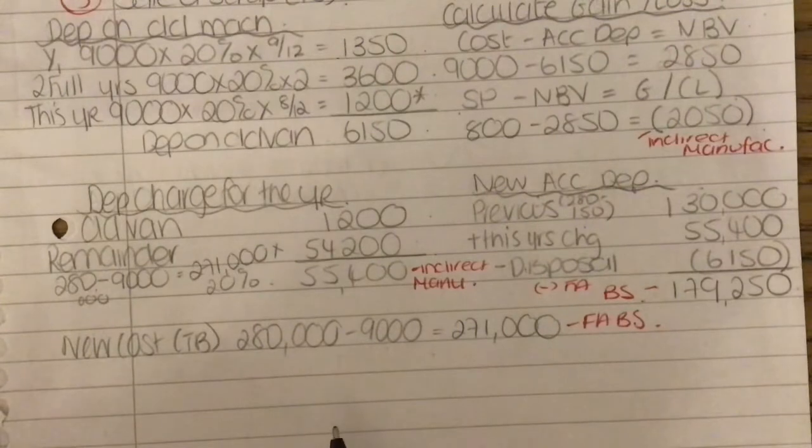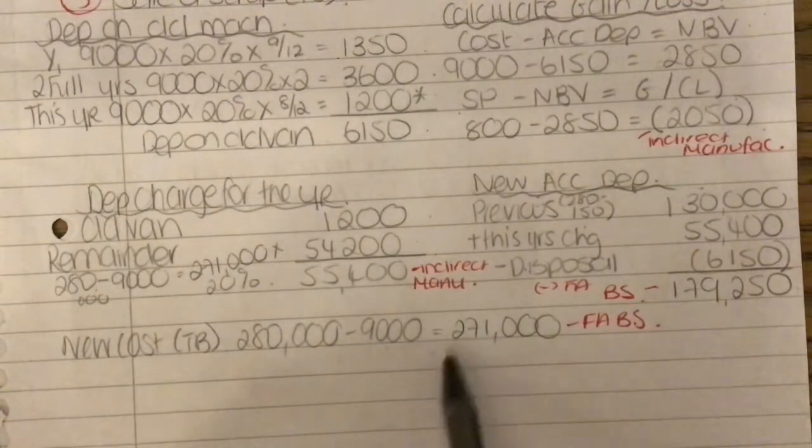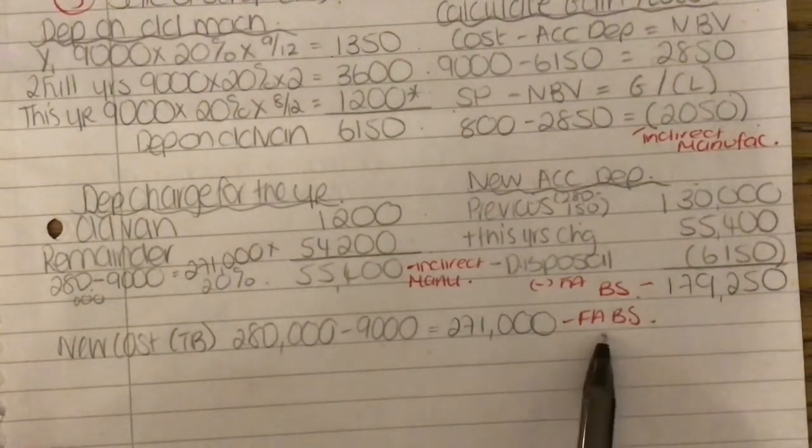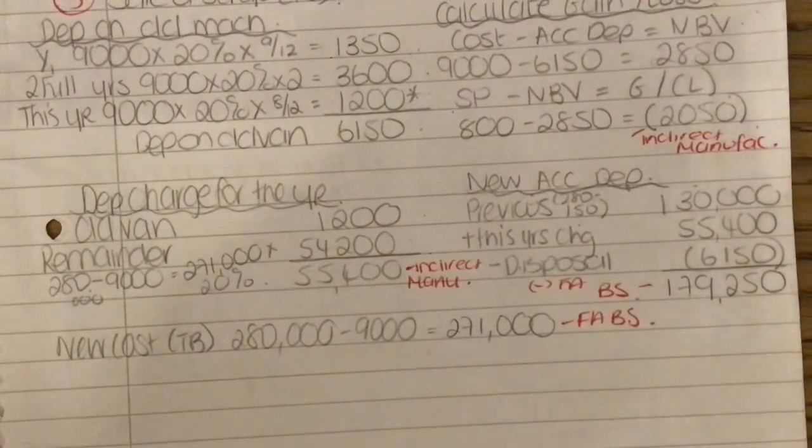Again, if you got a new machine, which we didn't have in this question, you would put in €280,000 minus your 9,000 and add on the cost of whatever the new machine was worth. So just say it was 20,000, you'd write in plus 20,000. That's going into your fixed assets in the balance sheet, and that's that working completely finished.